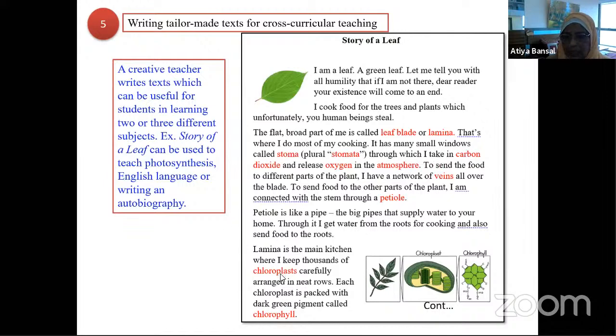These are science words. Now you can use a story like this for teaching cross-curricular subjects, or you can teach in English lessons, you can teach in science lessons. For example, if the science teacher is teaching photosynthesis, the English teacher can take this story and teach so that the words are repeated and students remember them and they also learn English.